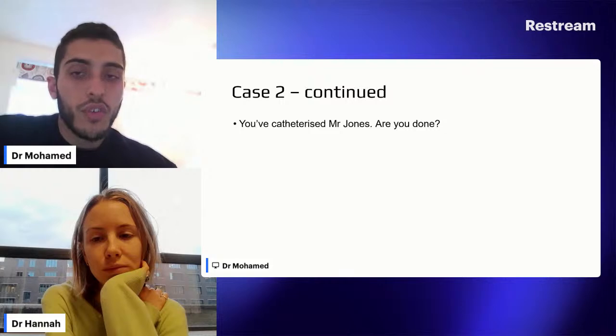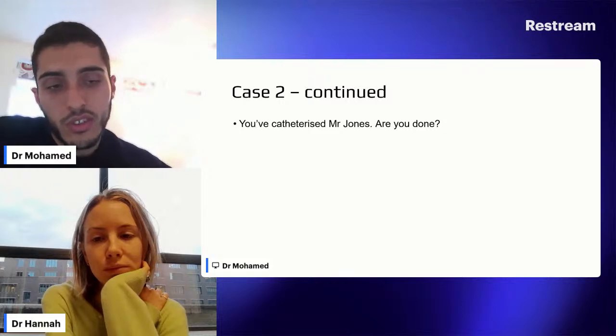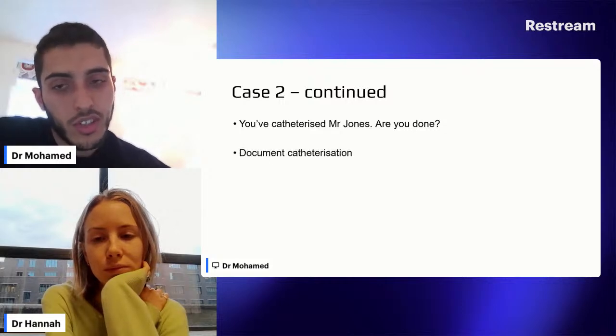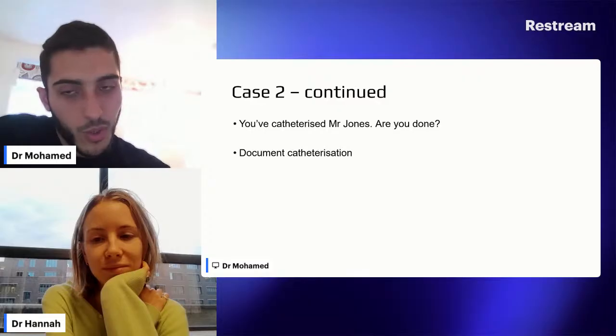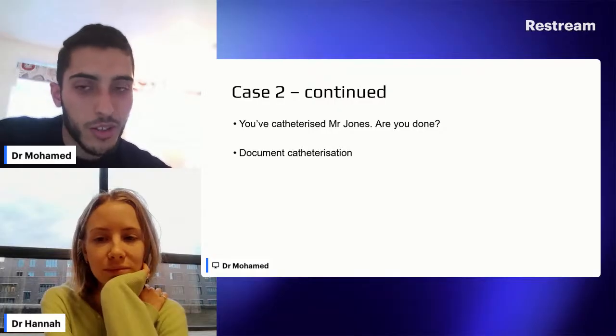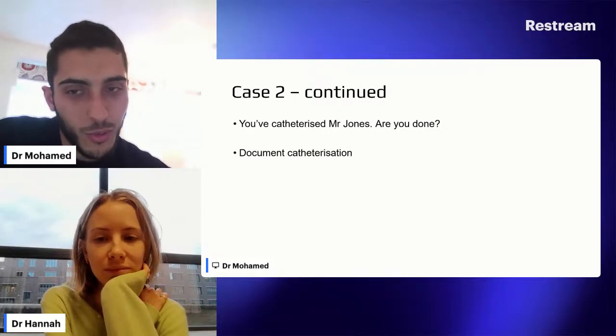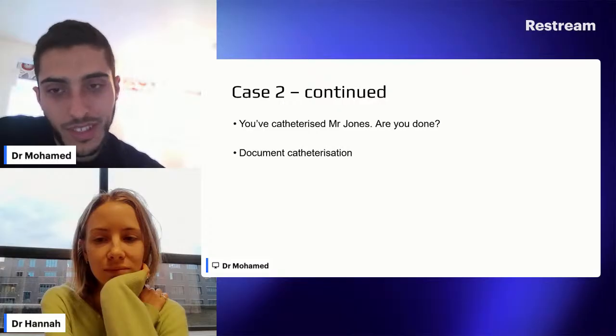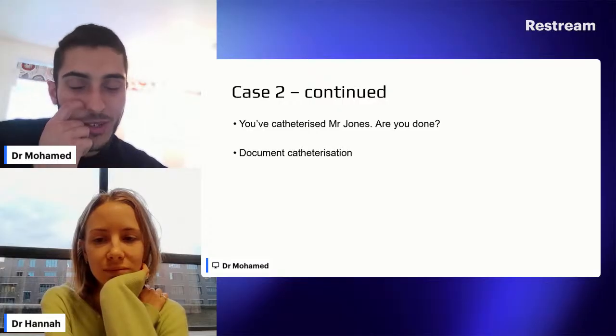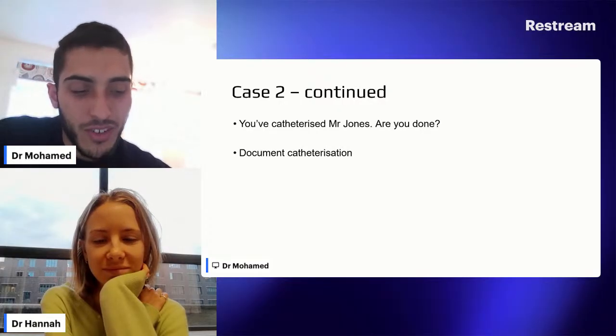In terms of the catheterization itself, I just included this one here because I forget to do this as well, to be honest: make sure to document the catheterization and put the sticker from the back of the catheter packet in the patient's notes. A lot of the time, you may forget and then you're forced to go back and get it from the bin, which you don't want to be in that situation. So just remember to do that first of all.